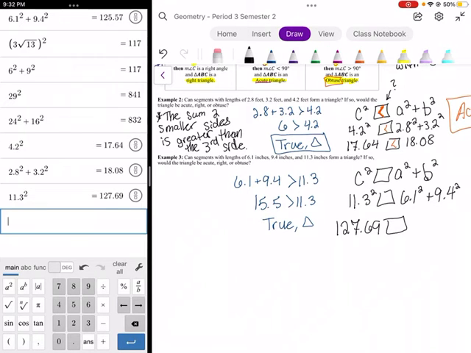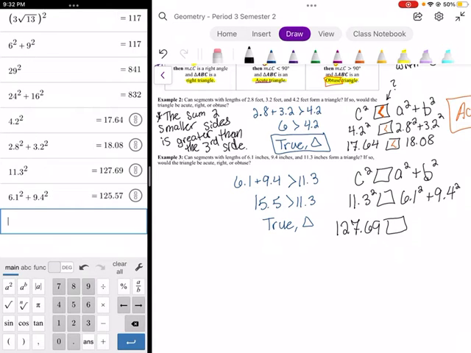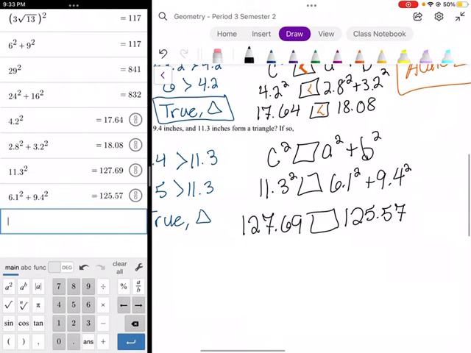11.3 squared is 127.69, and then we just need to type the 6.1 squared plus 9.4 squared, and that gives us 125.57. So again, these numbers are pretty close to each other, but they are not the same, so we cannot say it's a right triangle. They have to be exactly the same.